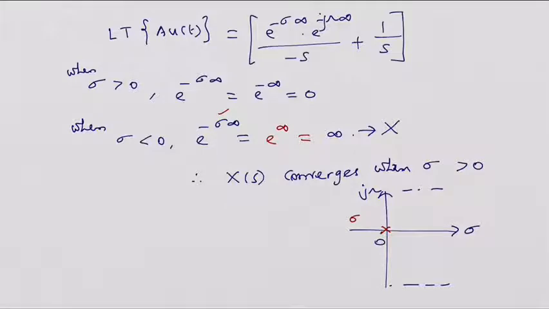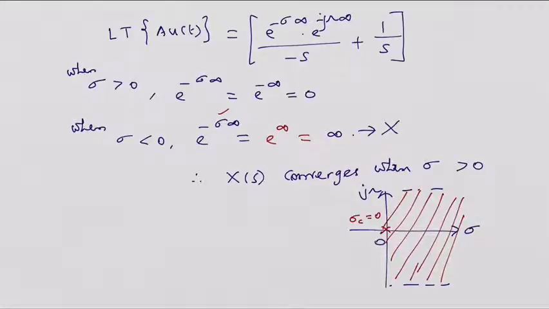Yes, that is called the abscissa of convergence, isn't it? For values of sigma greater than 0, something happens. For values of sigma less than 0, X of s will not exist. So the abscissa of convergence is called that, right? I'll show you that.